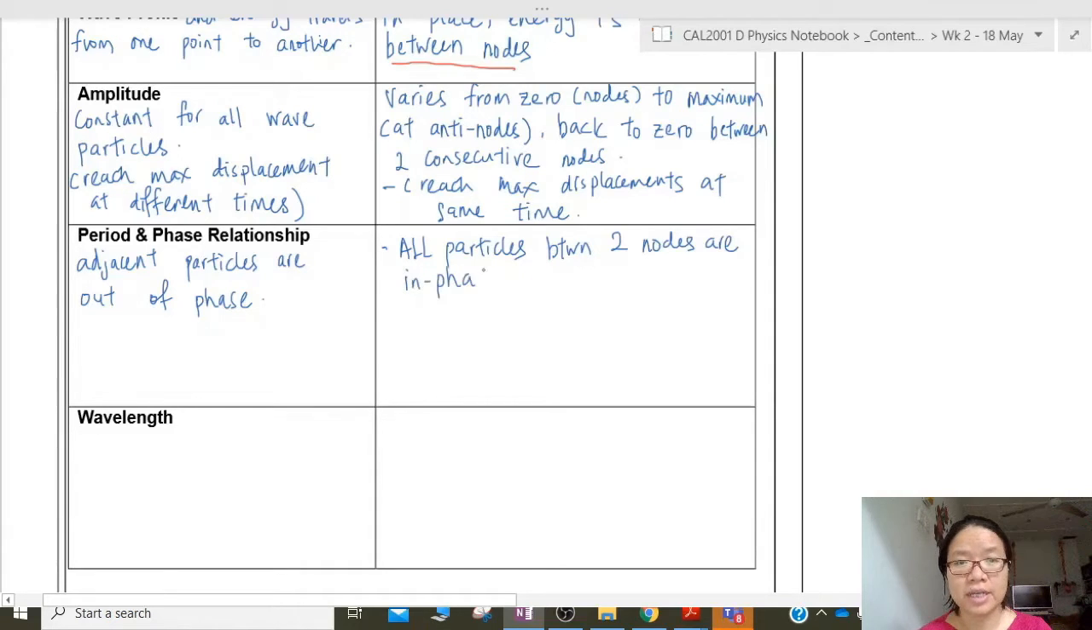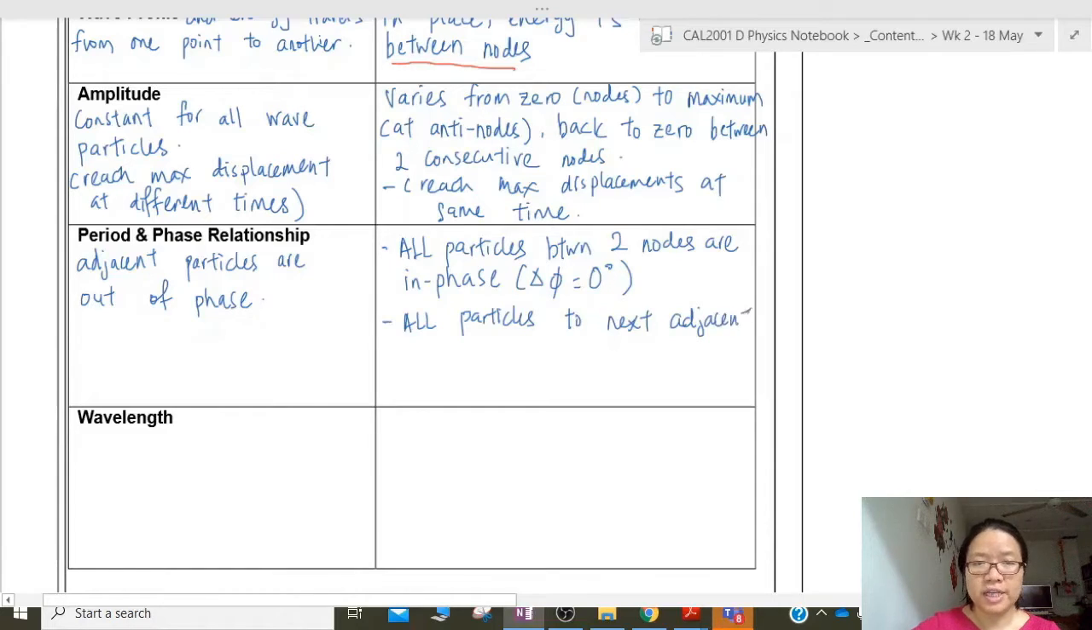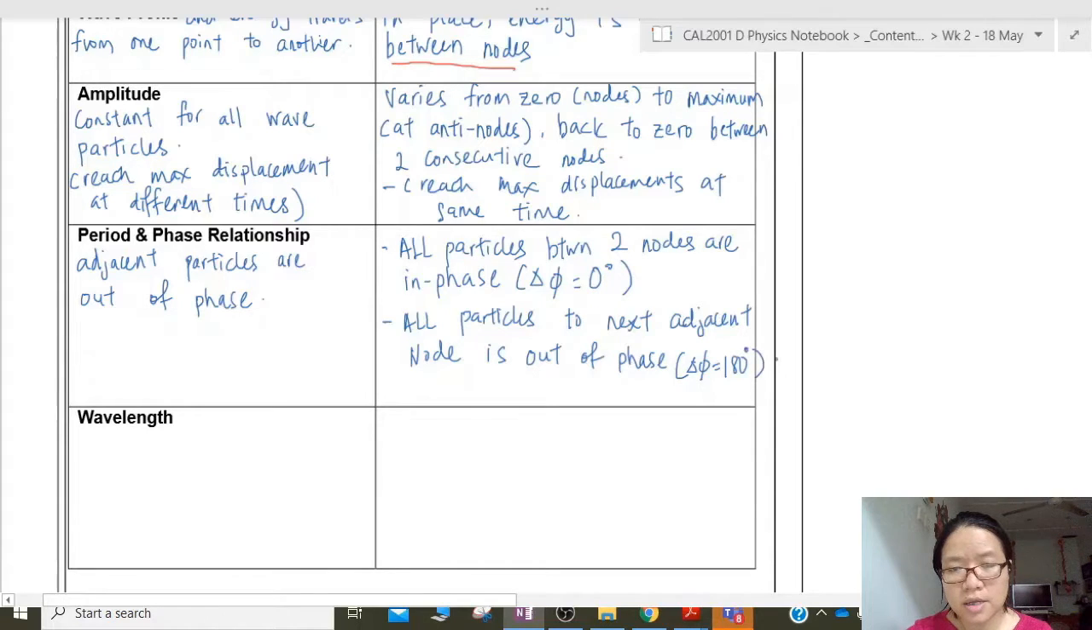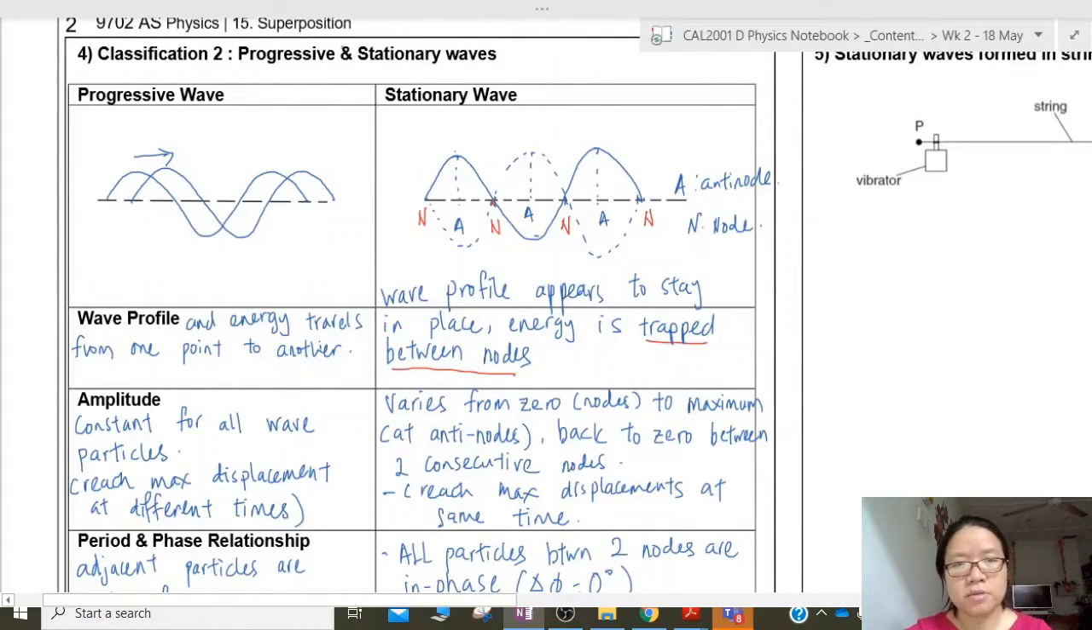They go up together, they come down together. And because of this, the phase angle is 0. All right, because the phase angle is 0, all your particles between two nodes are in phase, while the next adjacent particles are out of phase. I'll explain this a bit to you.